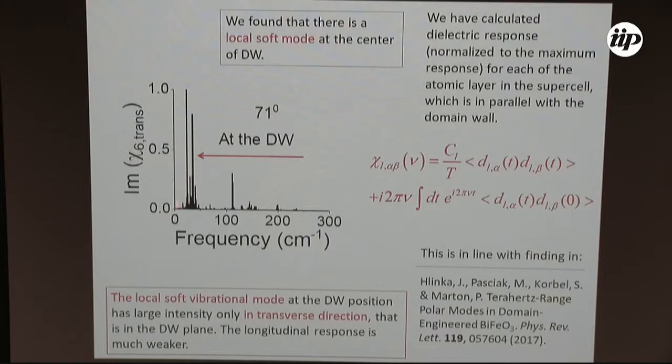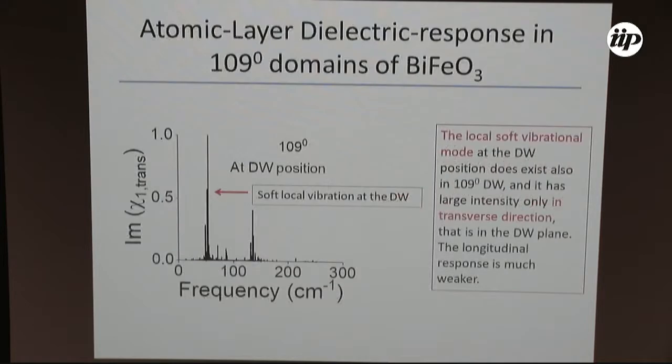But this peak is absolutely new one, and it is related to vibrations of the atoms inside the domain wall. So these atoms, these phonons, two-dimensional phonons actually in the domain wall, are extremely soft, about 25 inverse centimeters for 71-degree. And this is in line with Irkhin and others' results. For the 109-degree domain, qualitatively we found the same, but there are also additional vibrations corresponding to atoms inside the domain wall, but it is a little bit harder, about 50 inverse centimeters.